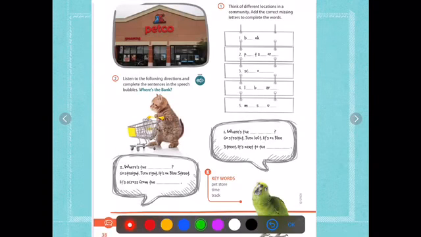Alright guys, now it's time to check and see if our answers were correct. Let's start by doing activity number 1. What is number 1? Very good. It's the bank. What do you do at the bank? Okay, you may do money stuff, things related to money.